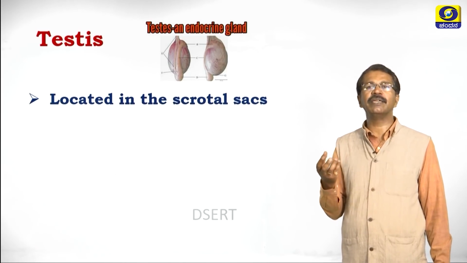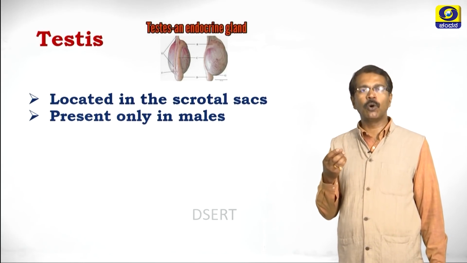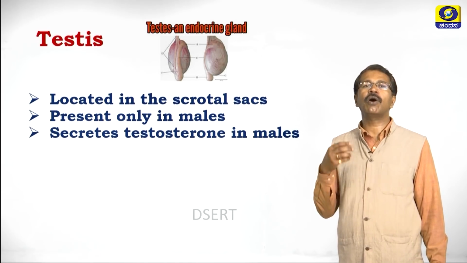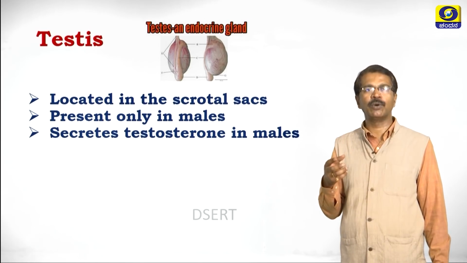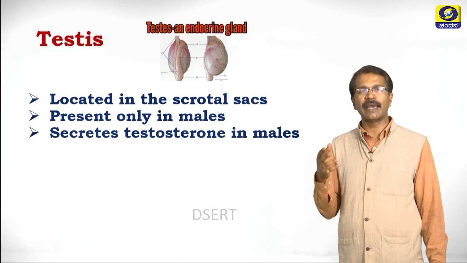Next is the testes. Testes are located in the scrotal sacs. The testis is present only in males and it secretes testosterone hormone. This testosterone hormone is responsible for the secondary male characters.